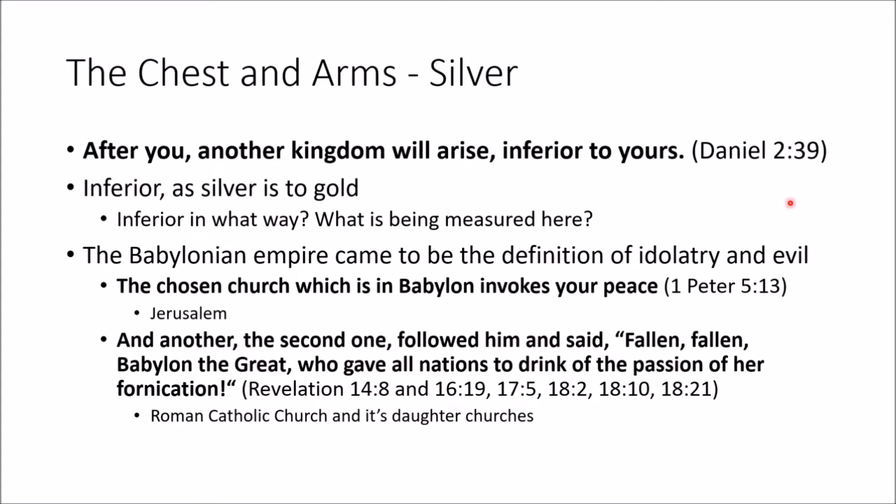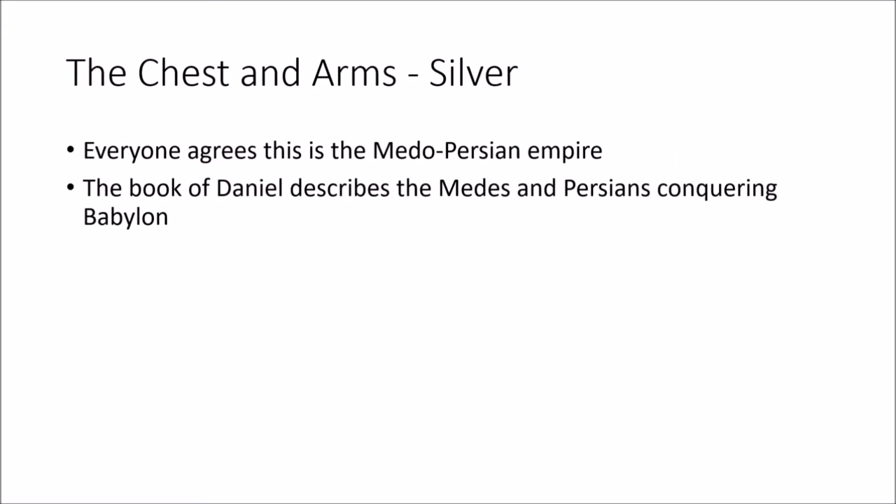So another verse, actually, there's a bunch of them from Revelation that refer to that. And this is one that says, "And another, the second one, followed him and said, Fallen, fallen, Babylon the Great, who gave all nations to drink of the passion of her fornication." So this is a reference actually to the Roman Catholic Church and its daughter churches as being evil. And again, that name Babylon is being used to describe something evil. So it seems very strange to us that they would be considered the best part of the statue, the gold part of the statue, and other kingdoms would be successively worse than that. Nonetheless, what God is measuring here is important, and we'll see that.